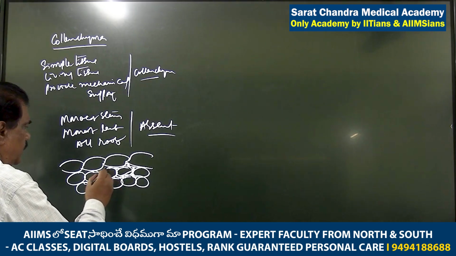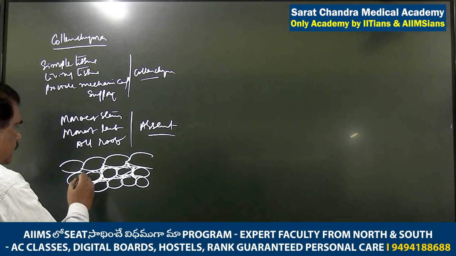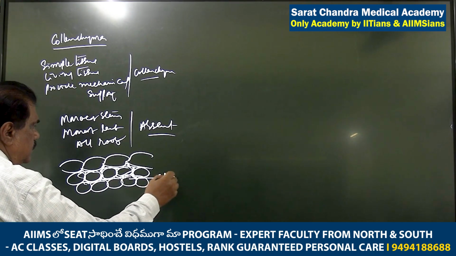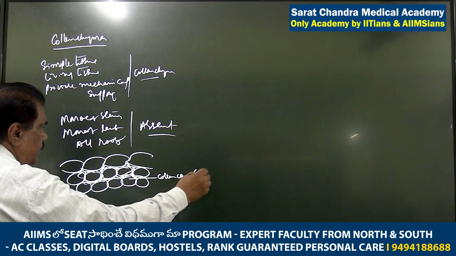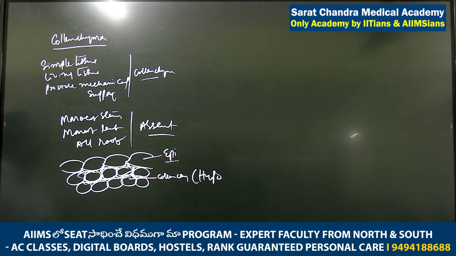Collenchyma is generally without intercellular spaces. This is Collenchyma, called hypodermis. This is epidermis. It is present beneath the epidermis in the form of hypodermis. So in dicot stem, the hypodermis is made up of only Collenchyma tissue.